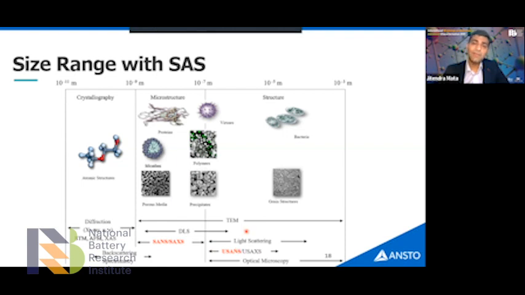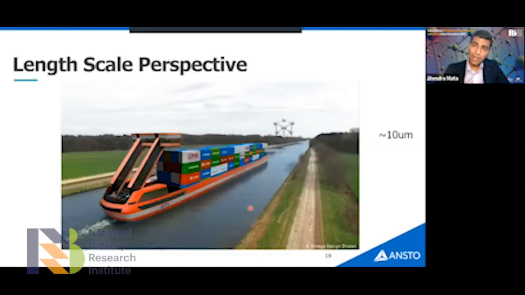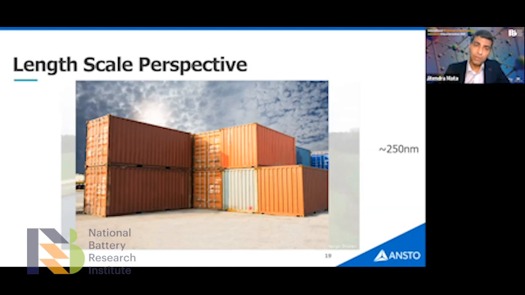Now, sometimes we just use these numbers very lightly, right? What the size range means. So I'll give you another visual example. Imagine this is a big ship with a lot of containers on it. You are standing on a hill and taking a photo, and let's say the size you assign to it is 10 micron. Now, take that photo and zoom in. Now you can see a couple of containers very nicely.